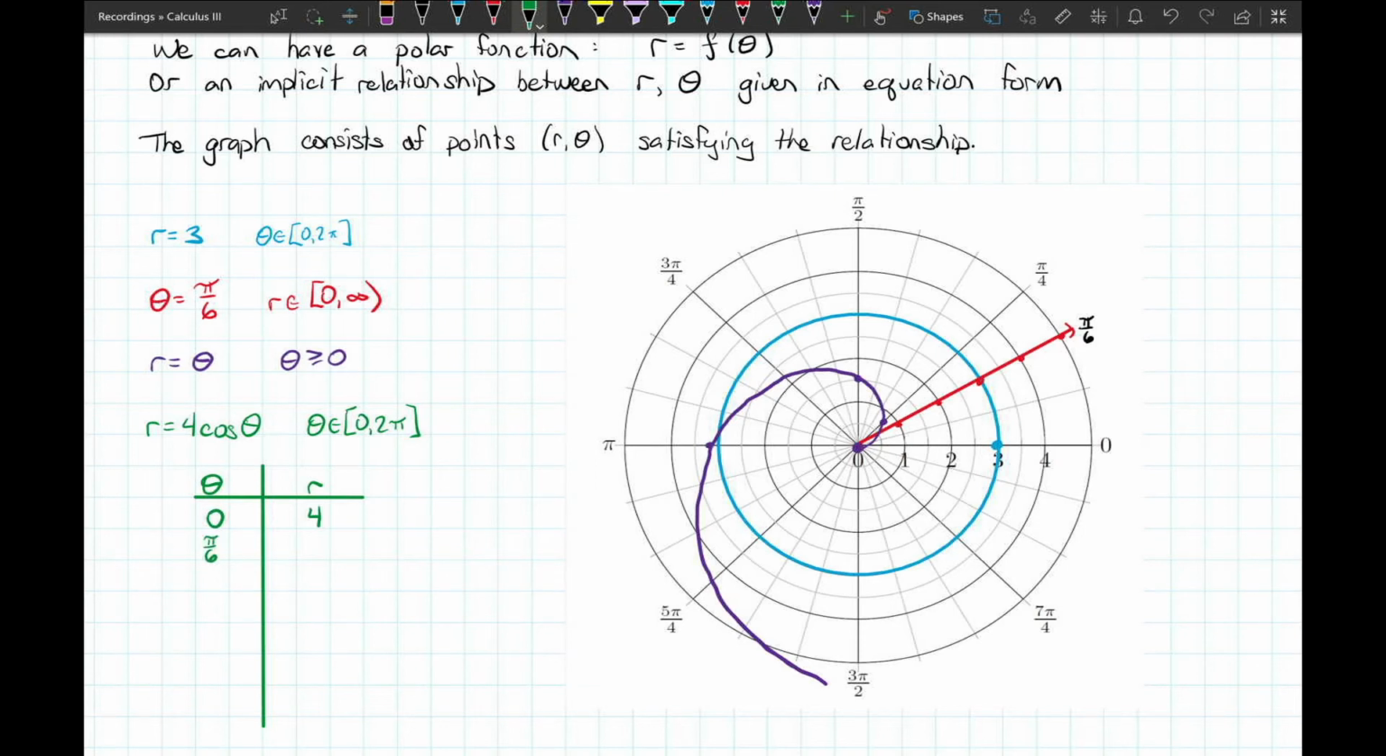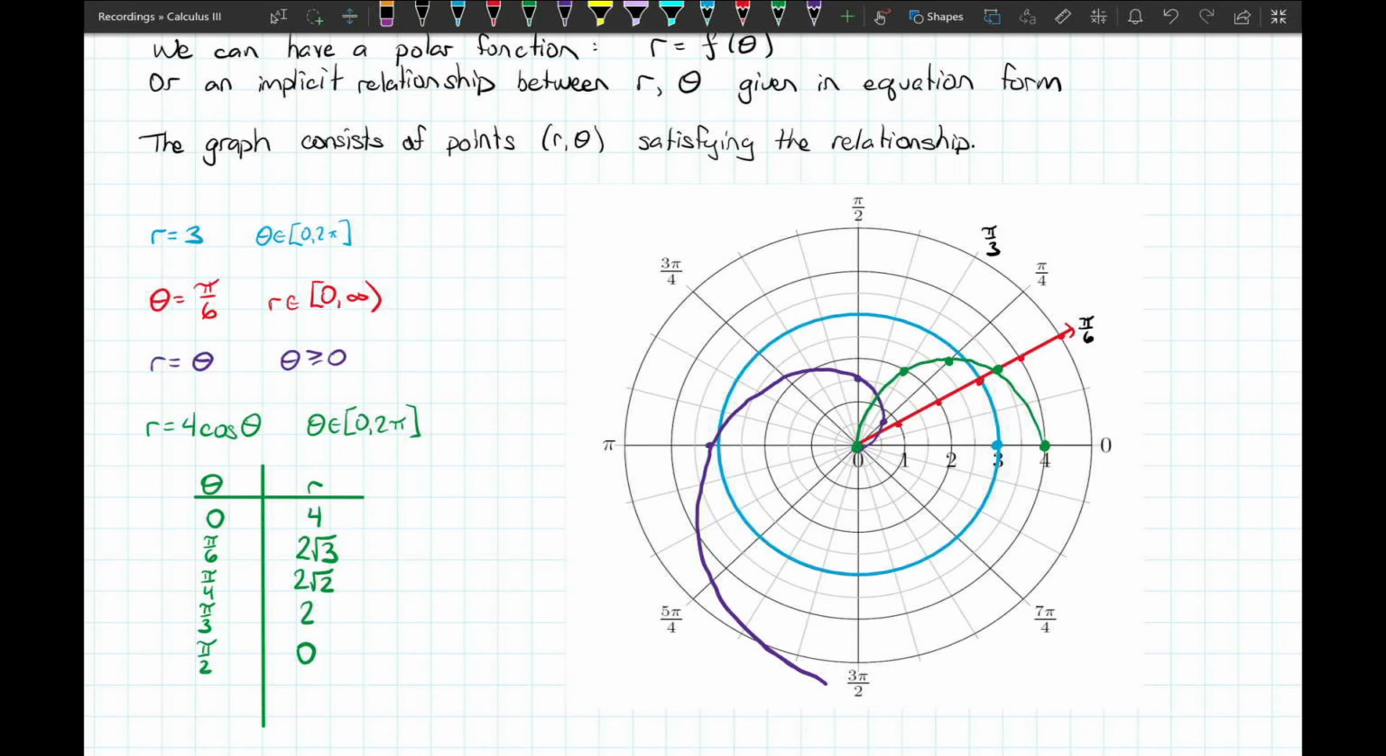When theta is equal to pi over 6, we end up with 4 times root 3 over 2, which is 2 root 3. When theta is equal to pi over 4, this is 4 times root 2 over 2, which is 2 root 2. When theta is equal to pi over 3, this is 4 times a half, which is 2. Getting to the end of that first quadrant, pi over 2, this gives us the value 0. So we can start plotting that first quadrant right away. In that first quadrant, from 4 to 2 root 3 to 2 root 2 to 2 to 0.